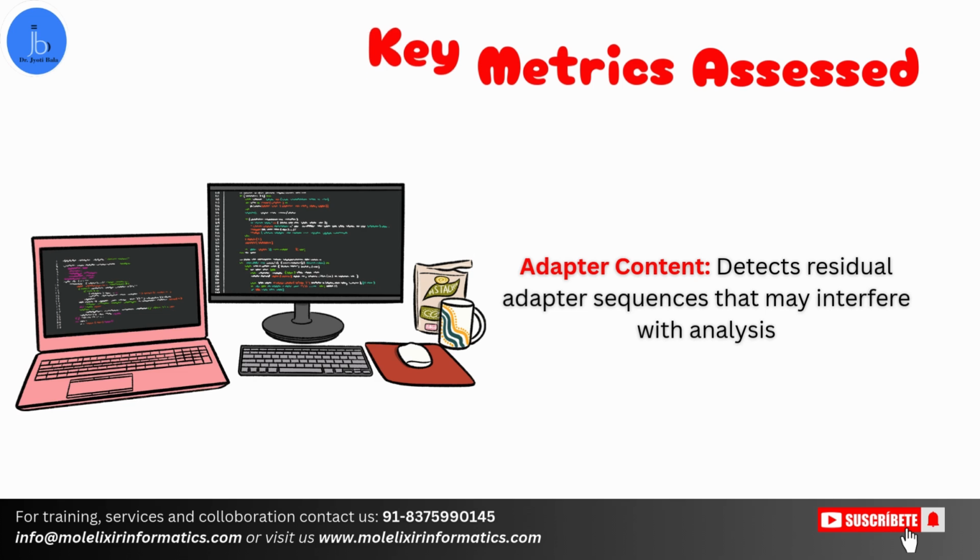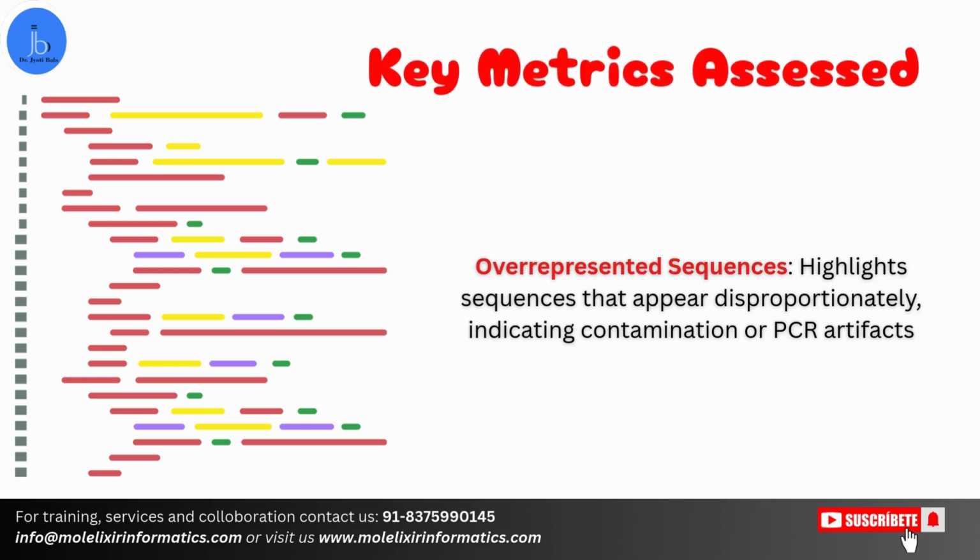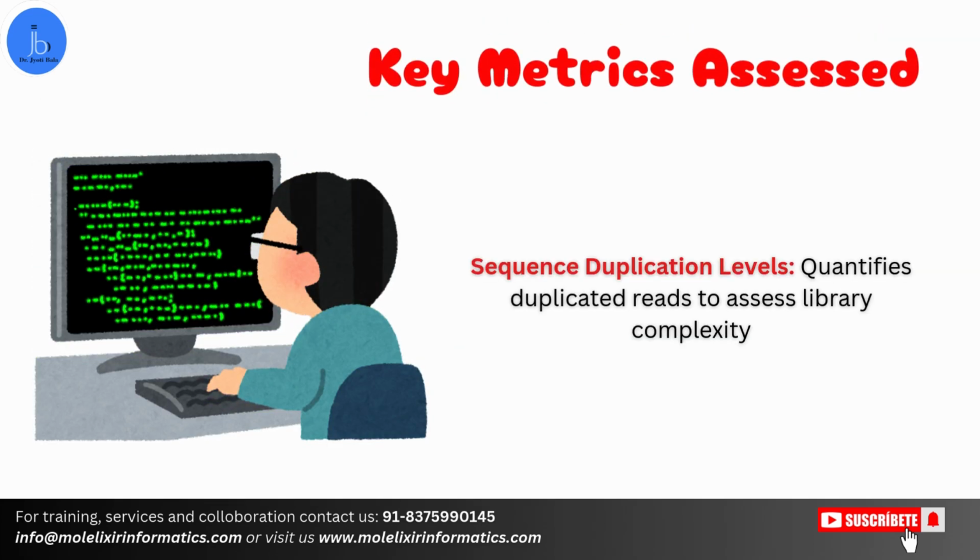Another key aspect is overrepresented sequences. It highlights the sequences that appear disproportionately, indicating contamination or PCR artifacts. The other one is sequence duplication level. It quantifies the duplicated reads to assess the library complexity.